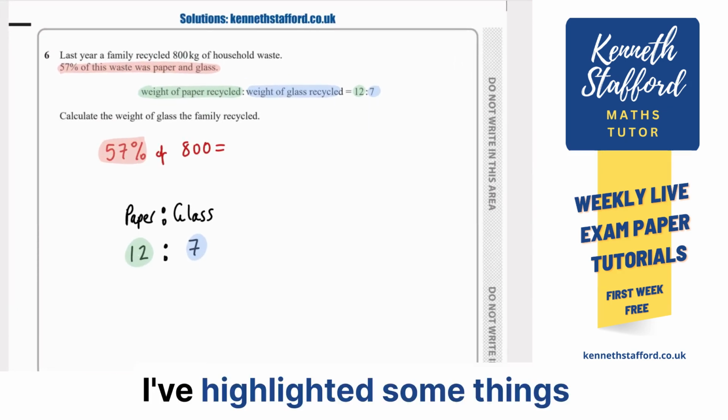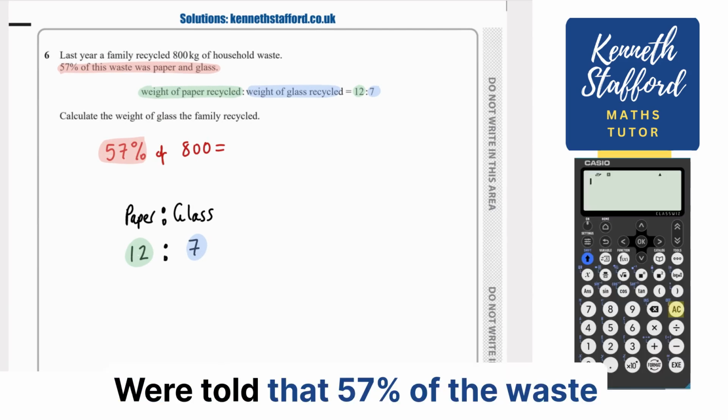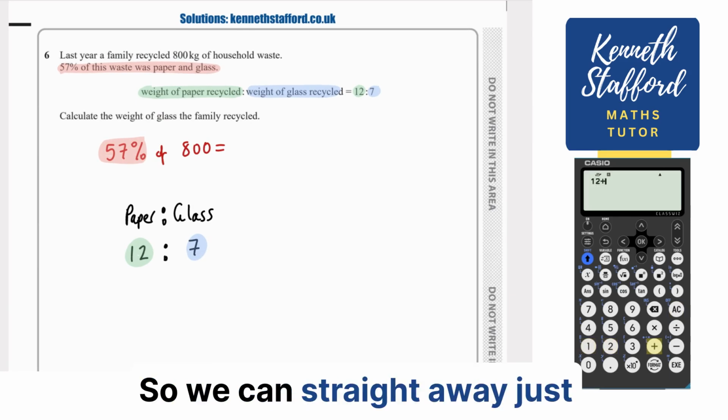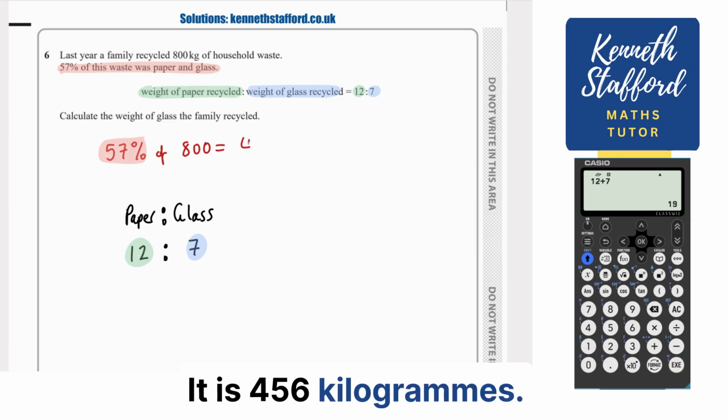Question 6. Again, I've highlighted some things here to help me. We're told that 57% of the waste was paper and glass. So we can straight away just figure out what 57% of 800 is. It is 456 kilograms.